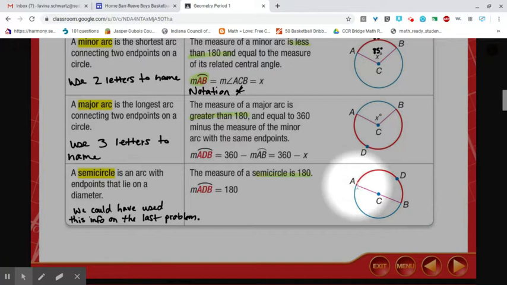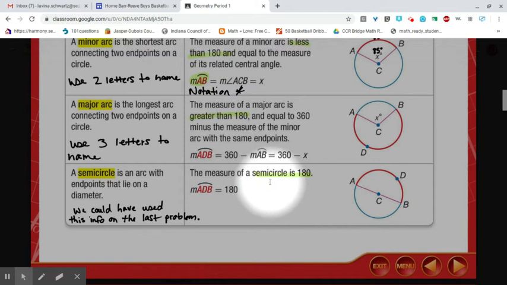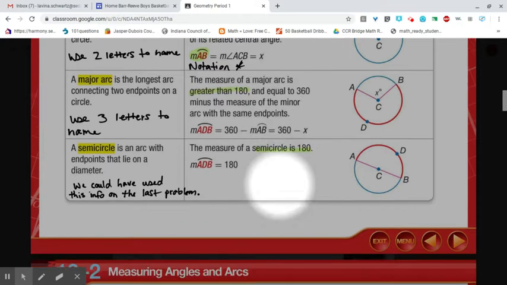So diameter, you should know what that is. Talked about that in the last section. That creates a semicircle. Semicircles measure 180. This is going to be a huge key for us. I think in the last note sections, picking out the radius and the diameter was a huge key. In this section, picking out the semicircle, huge.